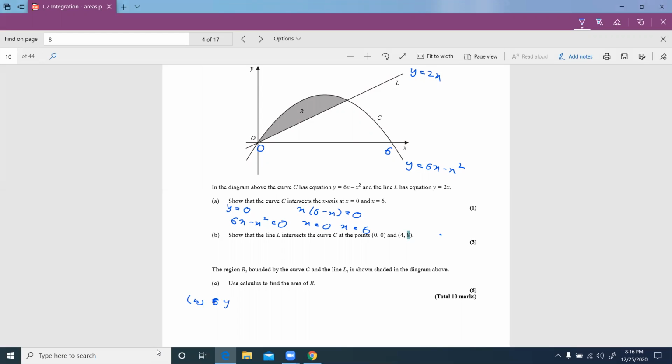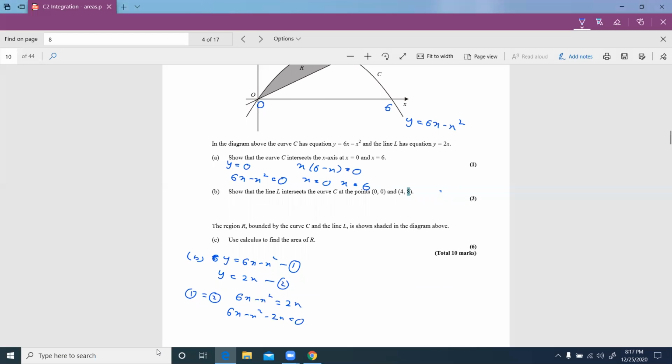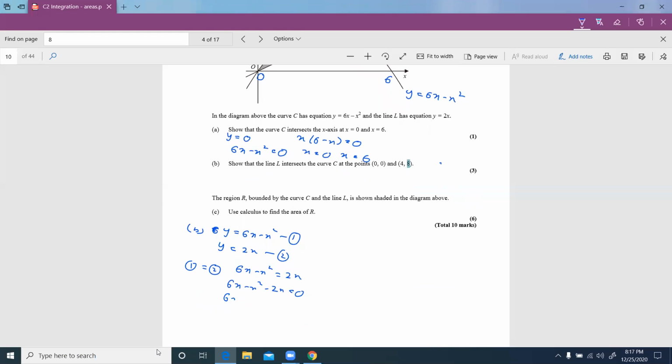So y equals 6x minus x squared is my first equation, and the other one is y equals 2x. Both of them are y, therefore you can equate 1 to 2. So 6x minus x squared equals 2x. If you bring the 2x to the other side, 6x minus x squared minus 2x equals 0. With that, it turns out to 4x minus x squared equals 0. With that, you get the answer x equals 0 and x equals 4.